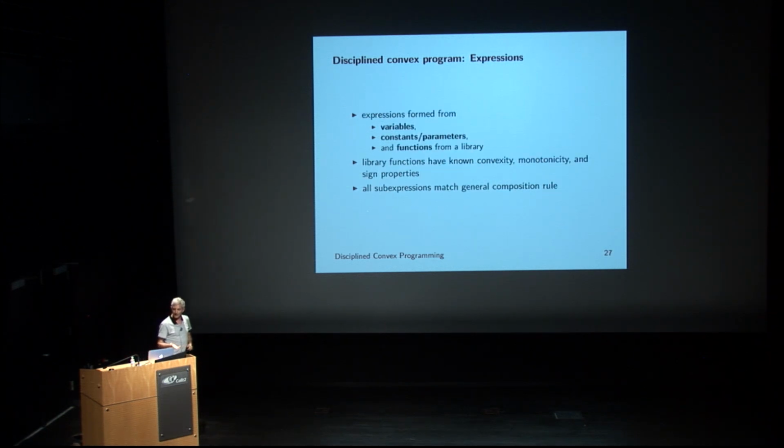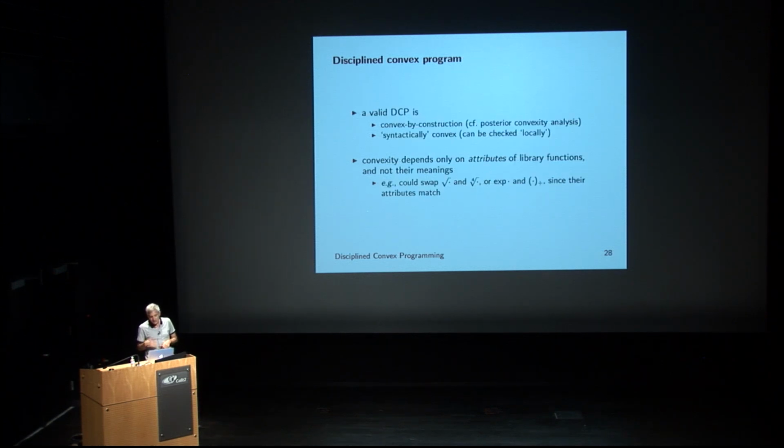Okay, so an expression that's going to be formed from variables, constants and parameters, and functions from a library. And the library functions have to have implemented various methods that tell you about things, right? They have to have known curvature, known monotonicity, and known sign patterns, right? And then the rule is that any sub-expression you build has to match that general rule. So that's the thing. It's actually just one rule.